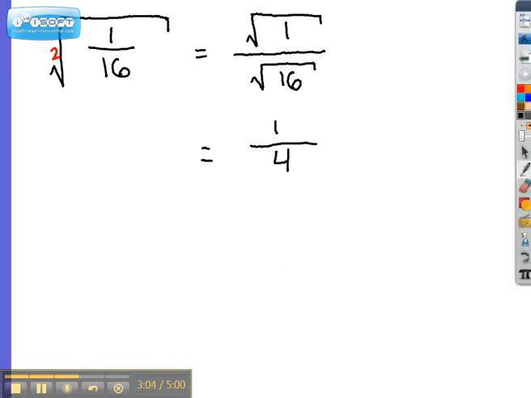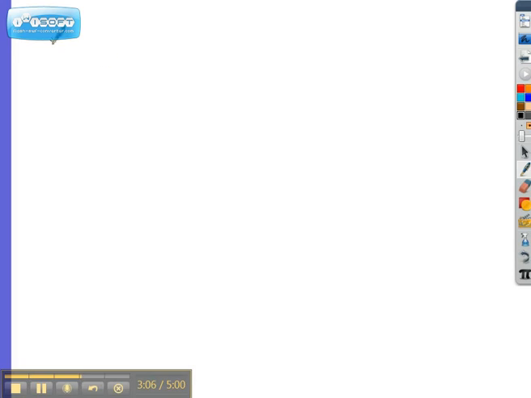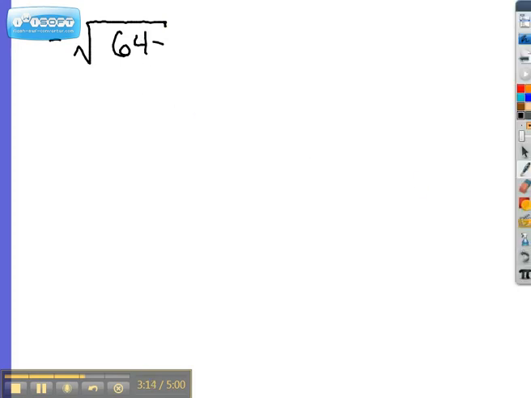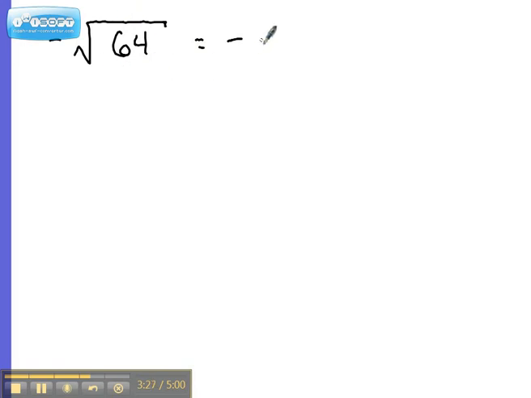Now, what if we did something like this? Let's say you had the negative of the square root of 64. So we want to evaluate the square root first. So the square root of 64 is 8, because 8 times 8 is 64. But we got this negative sign out here on front. So it's negative whatever the square root of 64 is. And the square root of 64 is 8. So our answer to this is negative 8.